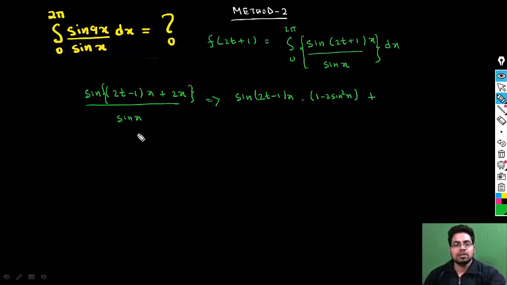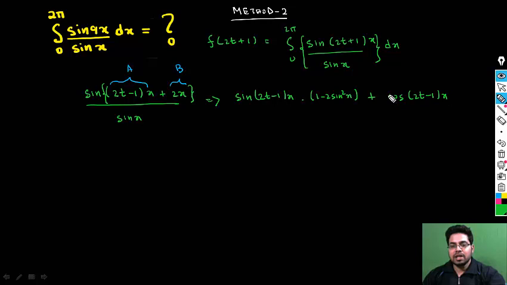plus, because this is what I am using over here, let me elaborate it further. Let me consider this as a and this as b. So this is in the form of sine of a plus b. So sine a into cos b. So cos 2x, which I have written as 1 minus 2 sine square x, and here it would be cos a, that means cos of 2t minus 1 x into sine 2x.